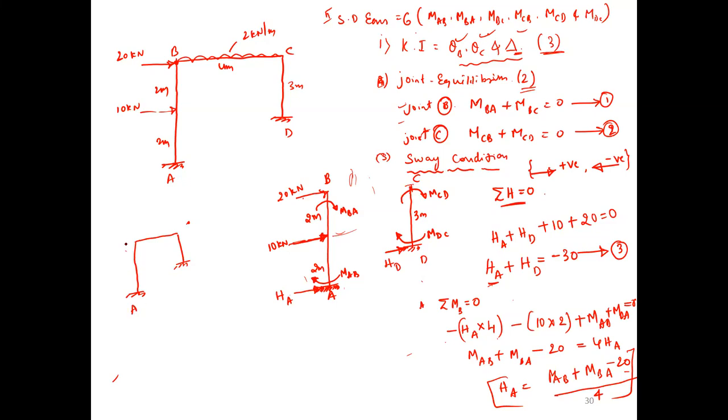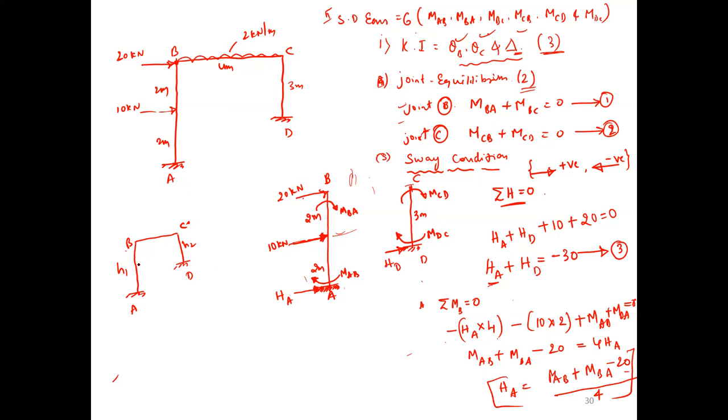Yes, for this, what is HA? MAB plus MBA divided by L. See, this is H1, this is H2. What is HA? MAB plus MBA divided by H1. What is HD? MCD plus MDC divided by H2.